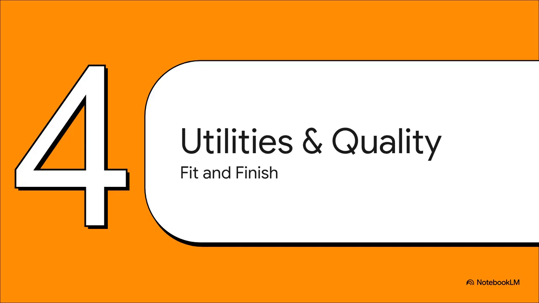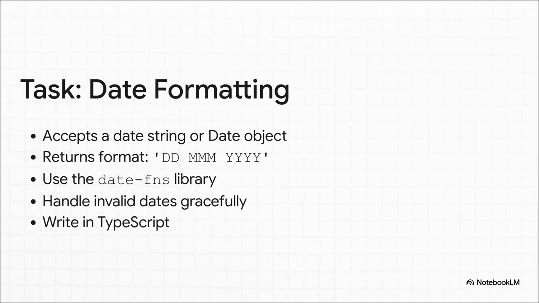But a professional-grade app needs more than that. It needs that final polish, you know? Those little helper functions and the quality checks that make an app reliable. Let's prompt for that fit and finish. A date formatting utility. Seems simple, but it's something every app needs, and it's easy to get wrong.